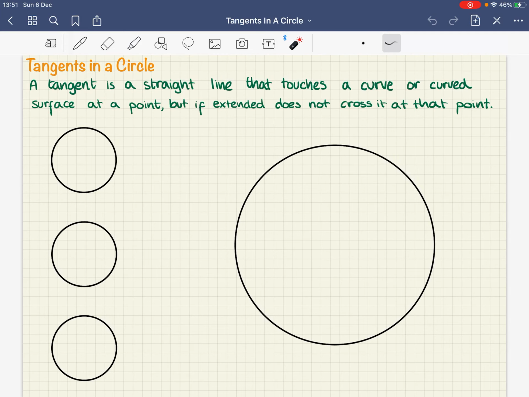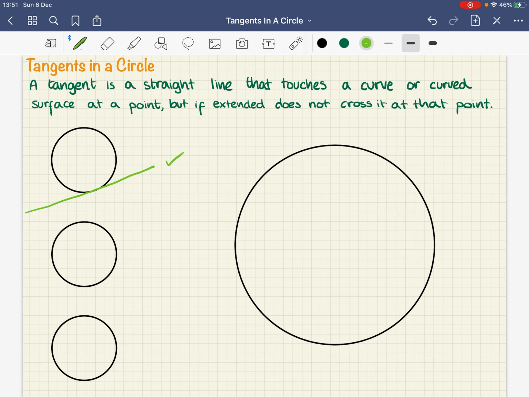Okay, so on to the last little bit, tangents in a circle. So essentially a tangent is a straight line that touches a curve or curved surface, so a circle, at a point, but if extended does not cross it at that point. So essentially what it means is if I have a line that just slightly touches the circle, that is a tangent.